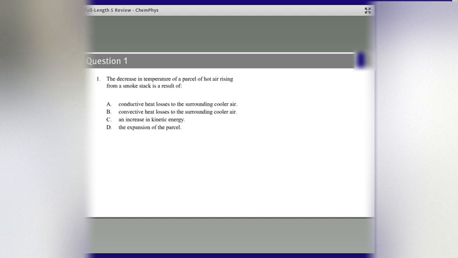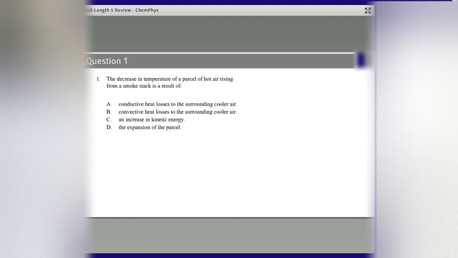Now, how many of you guys, if you look back at number 1, think to yourself, well, wait a second. The decrease in temperature of a parcel of hot air rising from a smokestack is a result of what? Did you have to understand that much information from this passage in order to work through a question like number 1? No, probably not.